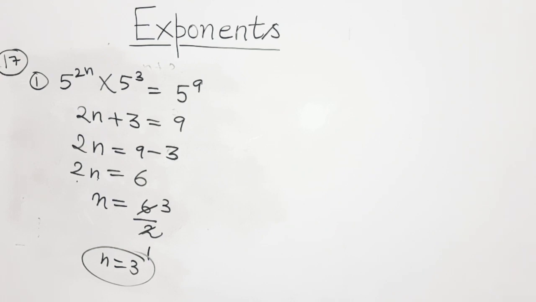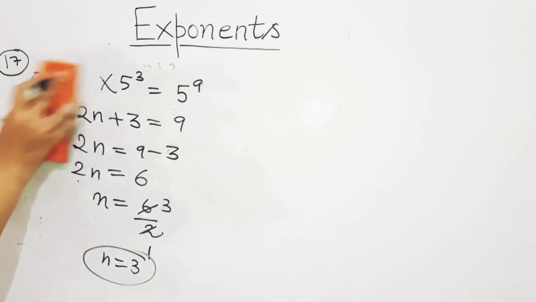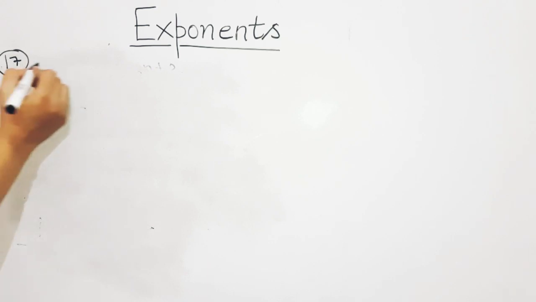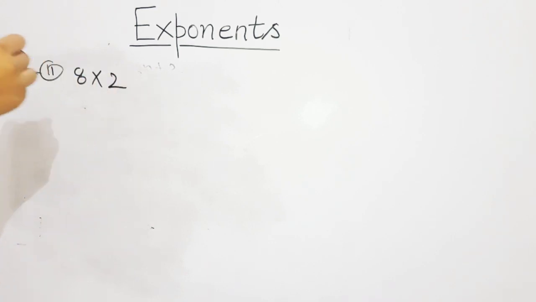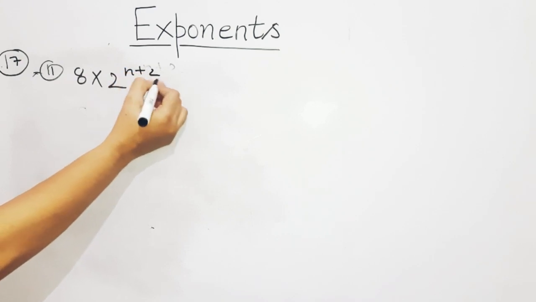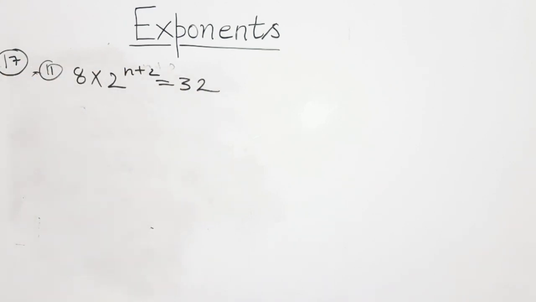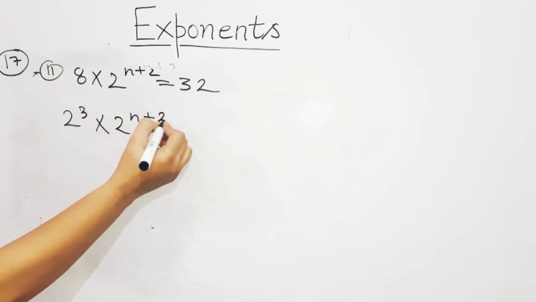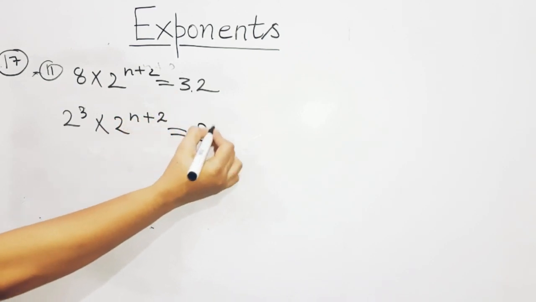Now coming to the next option, option number 2. Option number 2 is 8 multiplied by 2 to the power of n plus 2 is equal to 32. Which is the least number over here? The least number is 2. So we have to make the base 2. You will try to make the base the smallest number. So 8 can be written as 2 to the power of 3, and 2 to the power of n plus 2 is already there. 32 can be written as 2 to the power of 5.